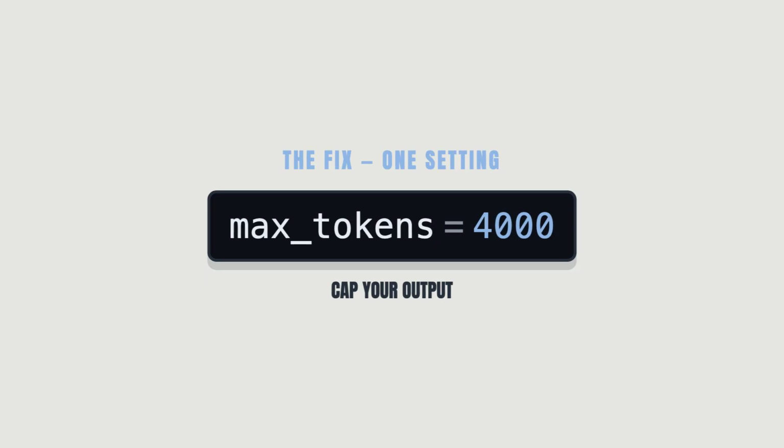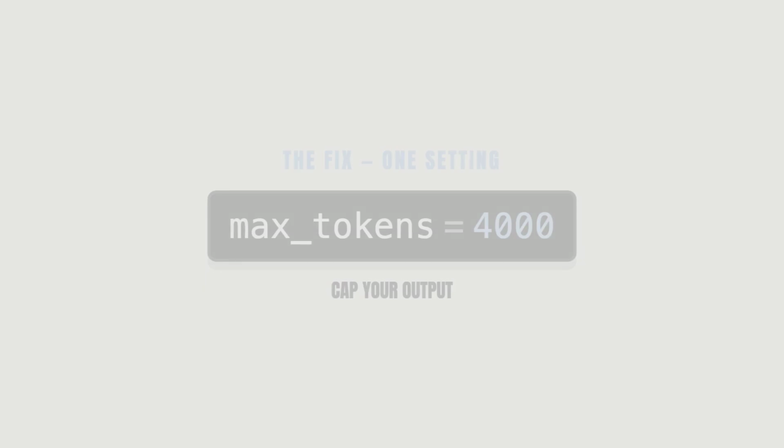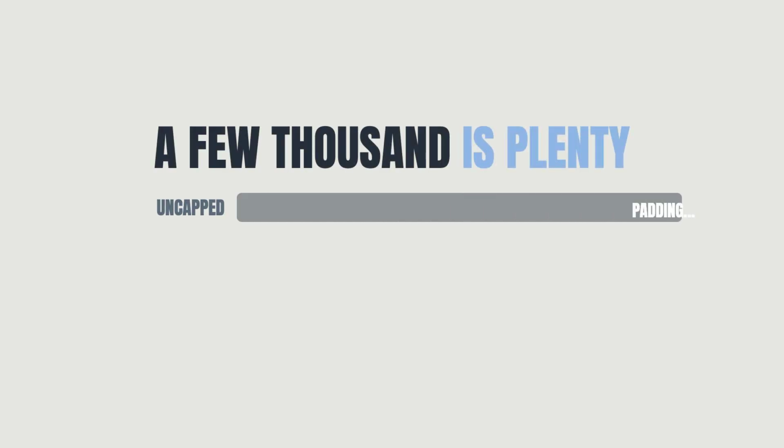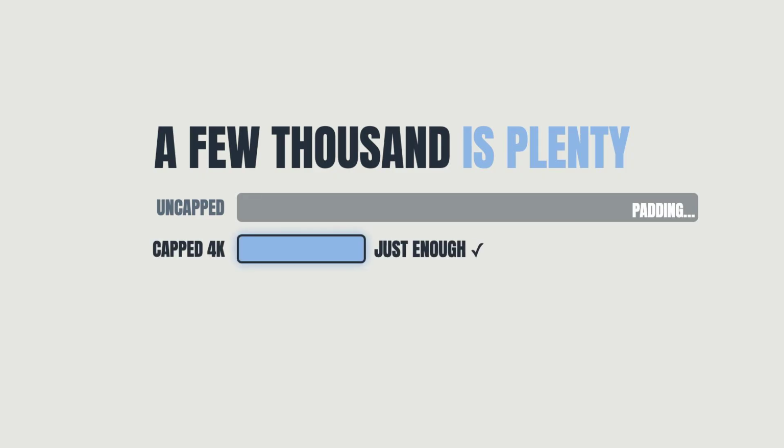The fix is one setting. Explicitly set a max token limit on your output. For most coding tasks, a few thousand tokens is plenty. You're not losing quality by capping it. You're just stopping the model from padding a response longer than the task actually needed.